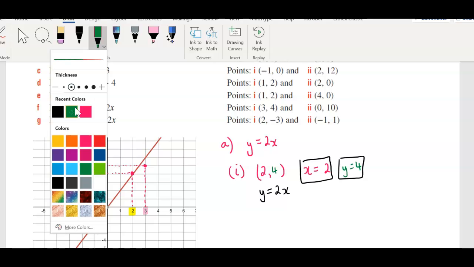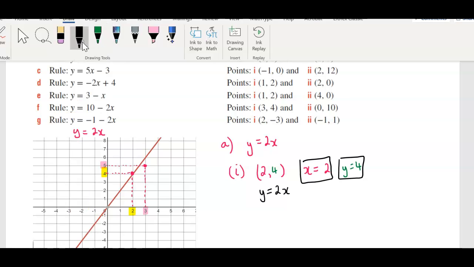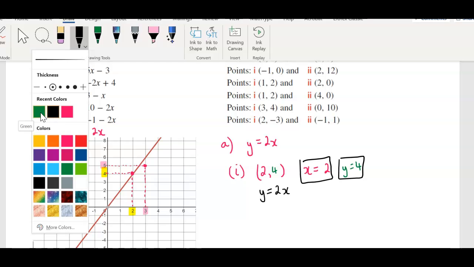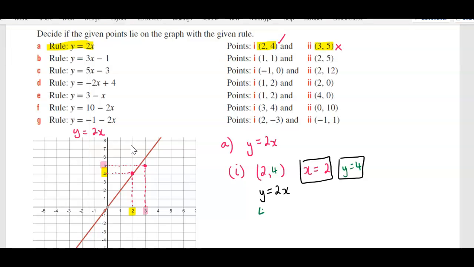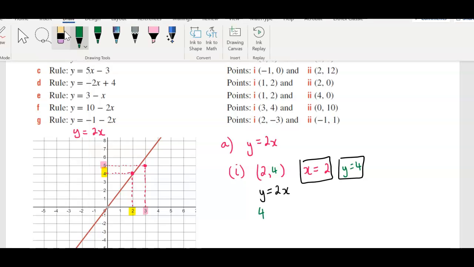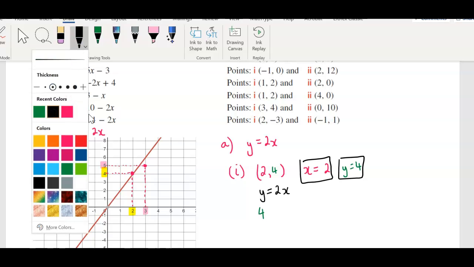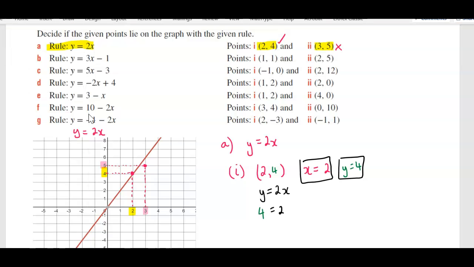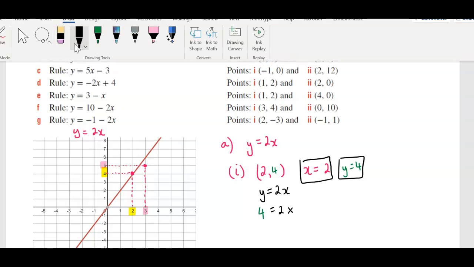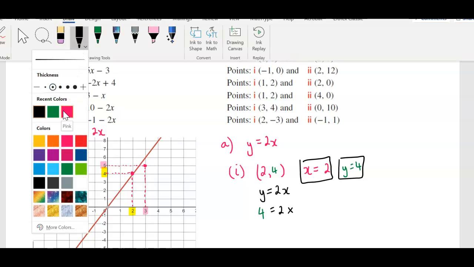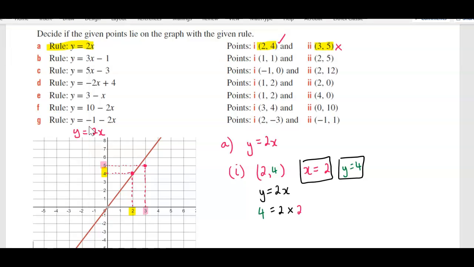Probably shouldn't have done 2 colors. It's going to take me forever to do. All right, so y we did in green. So 4 is equal to 2 times... imagine, in algebra, there's an imaginary multiply sign between that 2 and the x. And our x value is 2.